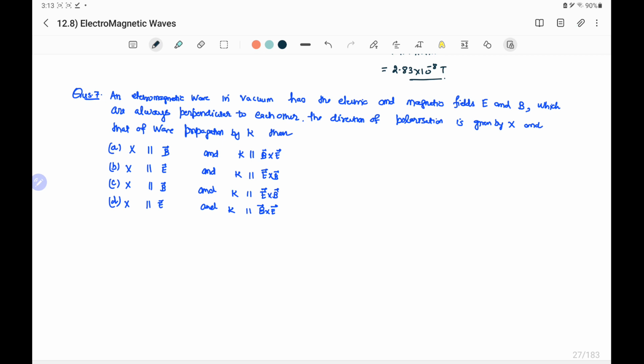Next question is, an electromagnetic wave in vacuum has electric and magnetic fields E and B, which are always perpendicular to each other. The direction of polarization is given by X and that of wave propagation by K. Then it is a factual question, and we know that the direction of polarization is always parallel to the electric field, and the direction of propagation is parallel to the cross product of electric and magnetic field vectors. So option B is the correct option.